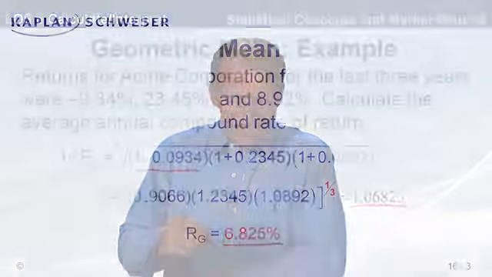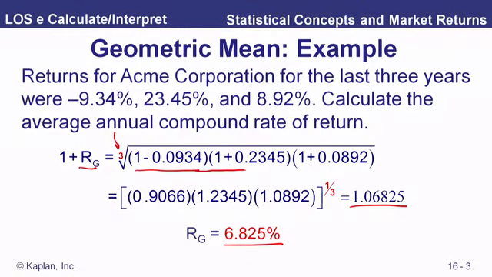So if we earned that 6.825% on an investment compounded annually for 3 years, we'd have the same results as if we had put money in and gotten these returns over that 3-year period.